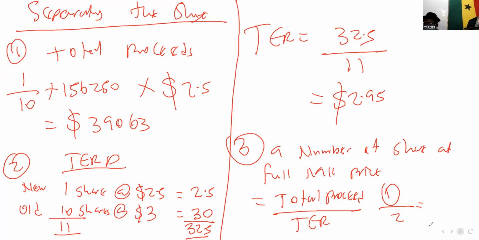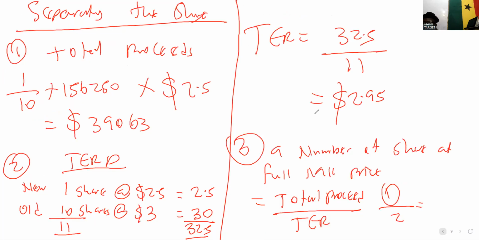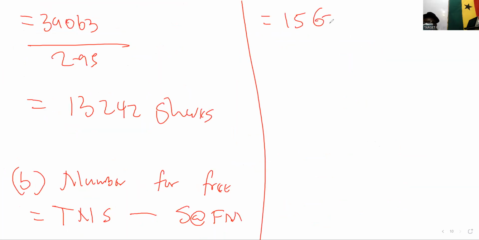I hope you get it. You even calculated it for me. So it's equal to 15,625. Now minus those that came in. The idea is that if we should go and buy the shares with physical cash, you can only pay what? 13,242. So how many shares came in for free?